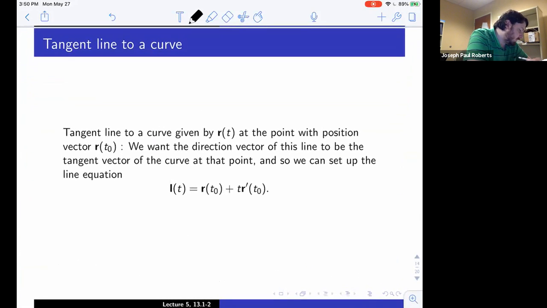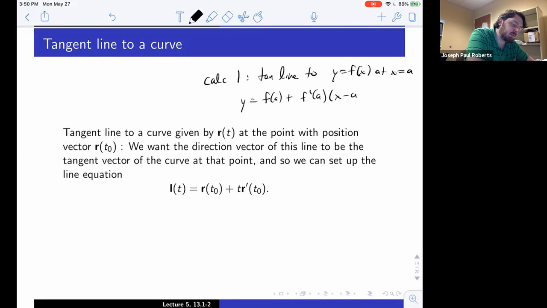Okay, so Calc 1, what was one of the first things you did with derivatives? Well, tangent lines. So if I want to find the equation of a tangent line to a curve, if you think back to what you did in Calc 1, the tangent line to y equals f of x at x equals a, you did y equals f of a plus f prime of a times x minus a.